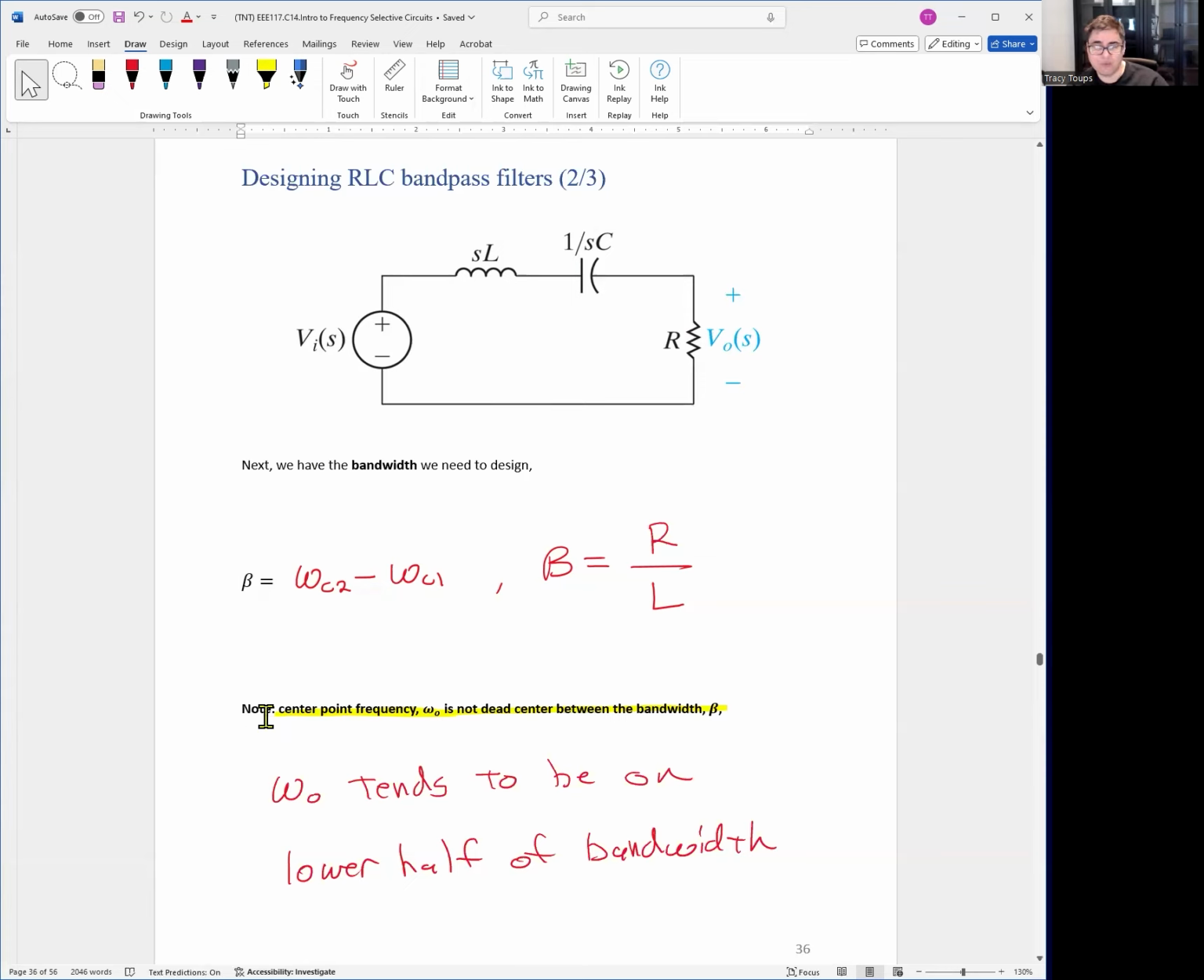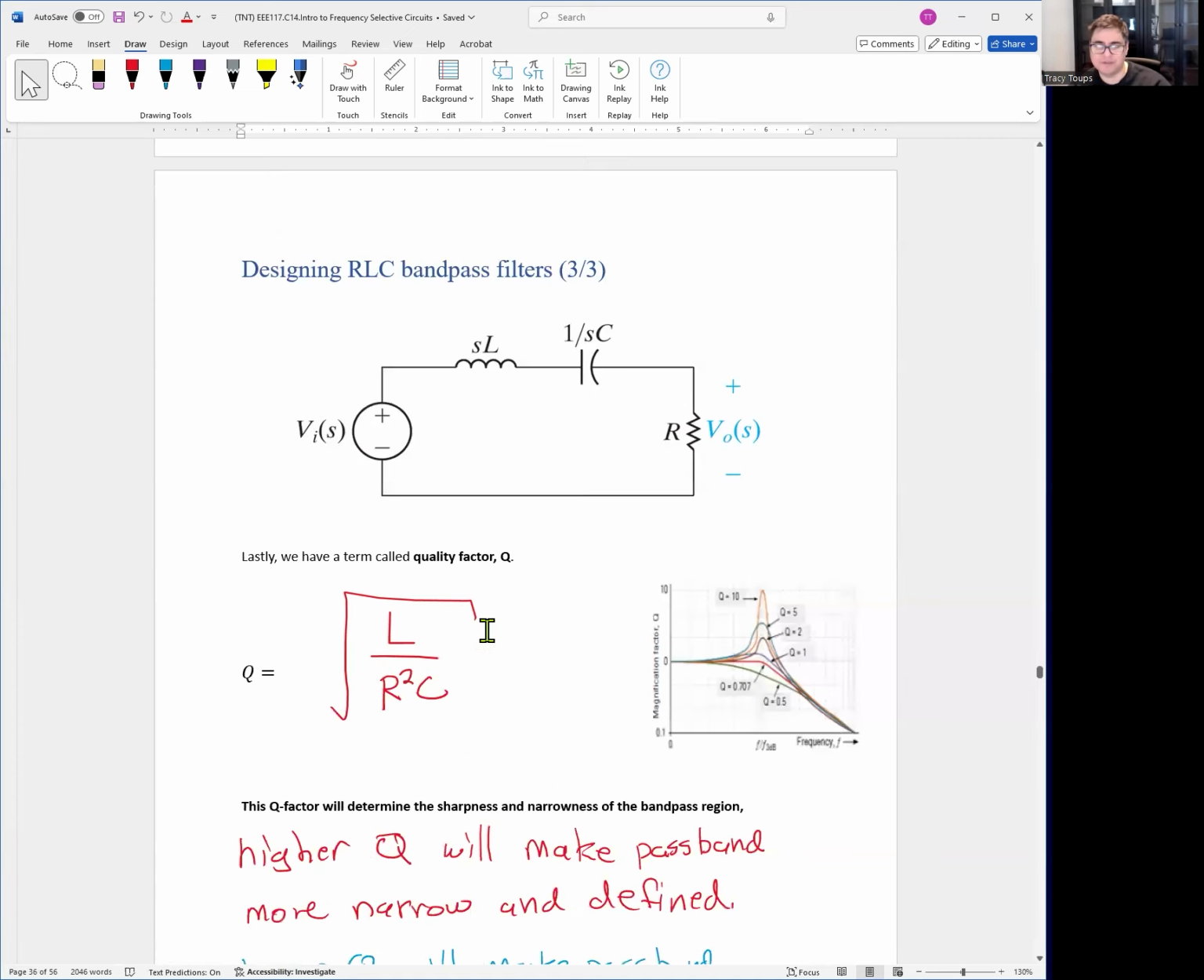Again, I want to emphasize your center point frequency is not dead center between the bandwidth. If people think that if your bandwidth is 3,000 wide, your center frequency is halfway between the bandwidth, it's not. Remember, it typically tends to the lower half. It's a very big thing people get wrong a lot of times: they just take the bandwidth, cut it in half, and call that the center point frequency. That's wrong. Even though it says center, which I don't like, the name center point, it's because it's not center, but that's what we've chosen, unfortunately.